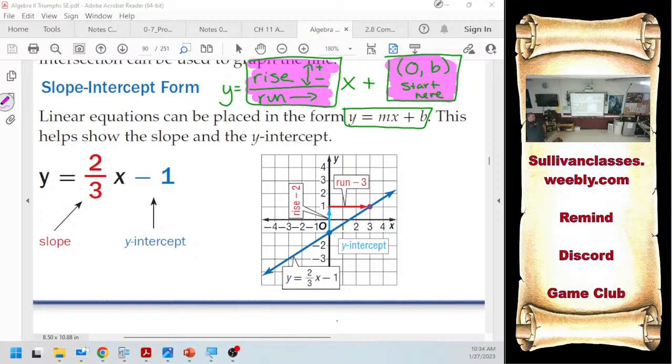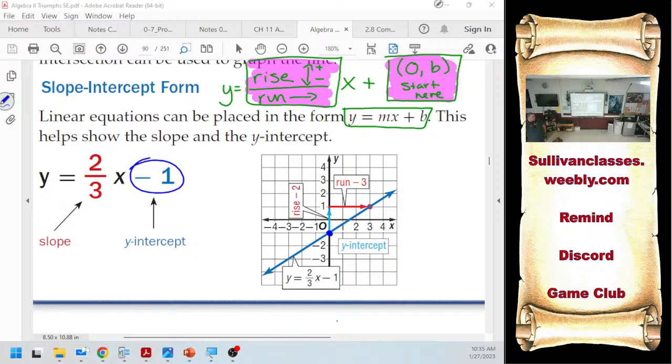So when they say 2/3 x minus 1, this is the start-here spot. I'll go to the y-axis and I will start here. Next to this, is this a positive number or a negative number? Negative. That's negative. Is 2/3 positive? Yes, I am now pointing at 2/3.